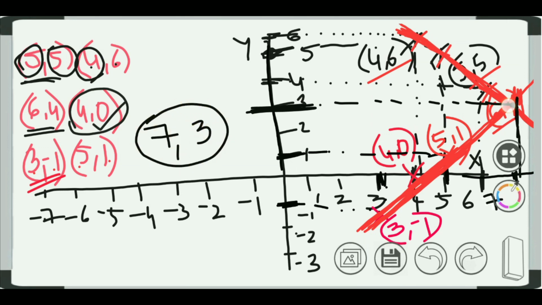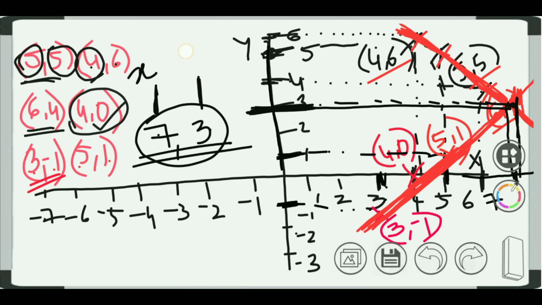Just extend this line towards the x-axis and towards the y-axis and see where it touches. Okay, it will touch exactly at 7 in the x-axis and 3 in the y-axis. That means you got this one, 7 and 3. Now you see what is 7 representing? X-axis, that means the value of x. 7 is representing the value of x. What is 3 representing? The value of y.